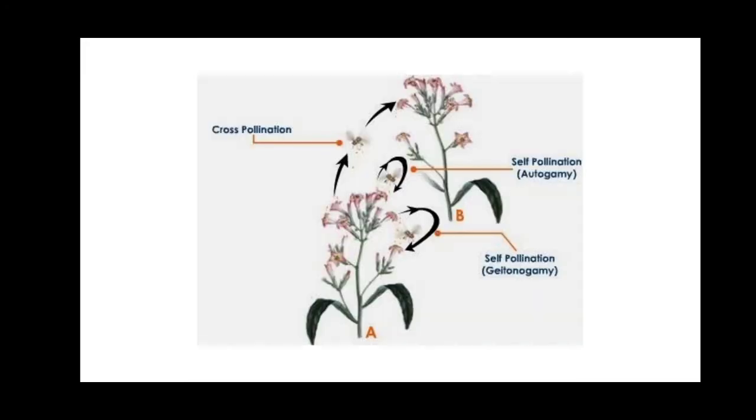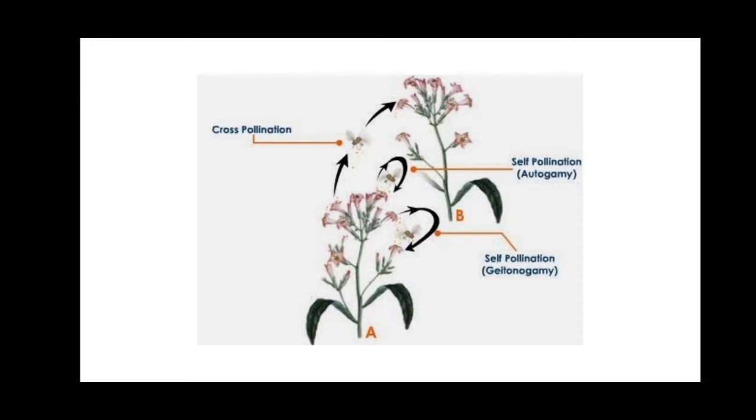So today our video will be on modifications of the flower. Means whatever form of modification the flower brings about in its own structure to help in the process of the pollination is what will be discussed here. Now, first and foremost, the types of pollination we know are of two, which are self-pollination and cross-pollination.